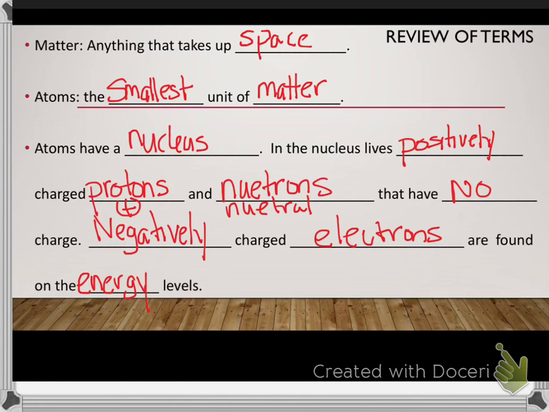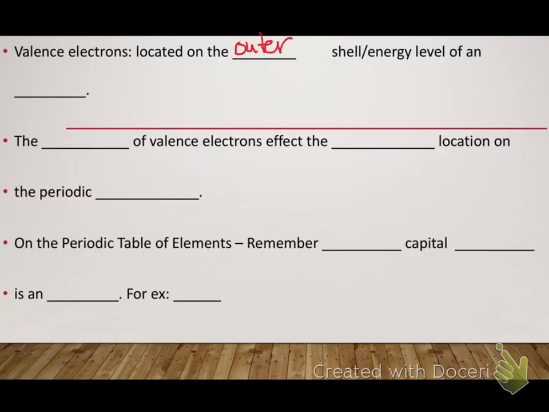A couple more. We have the valence electrons. Remember that valence electrons are located on the outer shell or energy level, like the very last one. So if there's 3 circles, the valence electrons are the ones on the last circle out there of an atom. This is a little too big. Let me see if I can shrink that in a little bit. There we go.